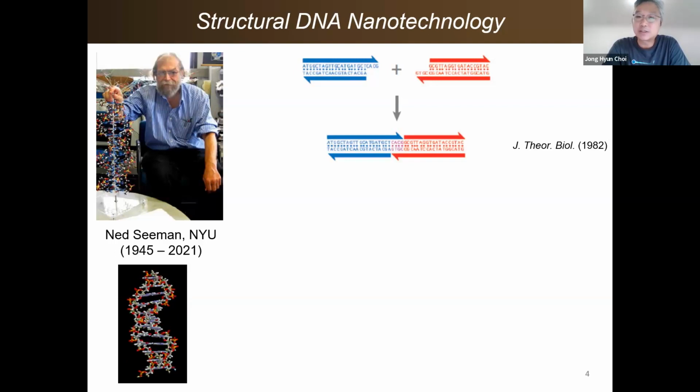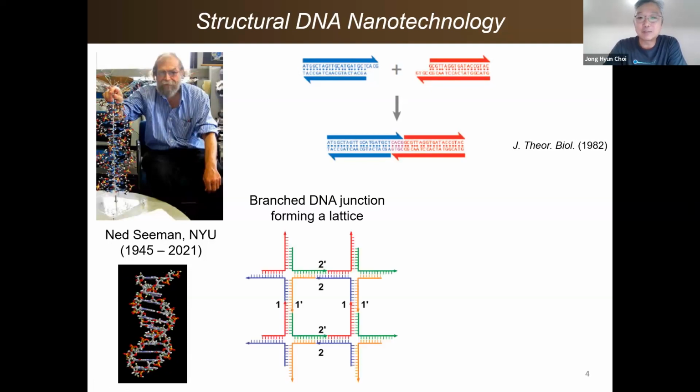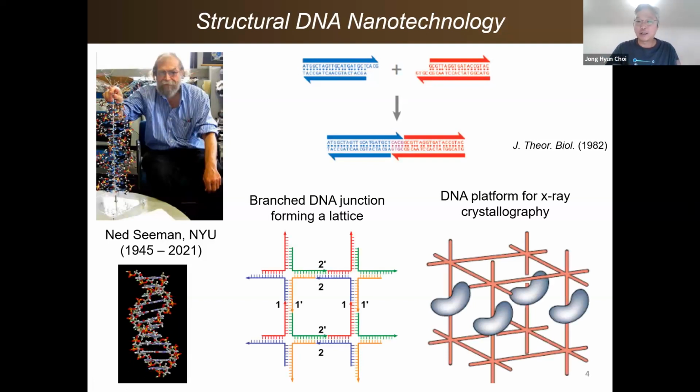But the idea is really simple. Suppose that you have two double-stranded DNAs in blue and red, and each one has a single-stranded overhang here. If these two are complementary to each other, then obviously they will bind. Using this simple assembly, he proposed to construct branched DNA junctions, so that on a larger scale he envisioned that he could construct large macroscopic DNA crystals where he could place analyte molecules such as proteins for crystallography or other applications.